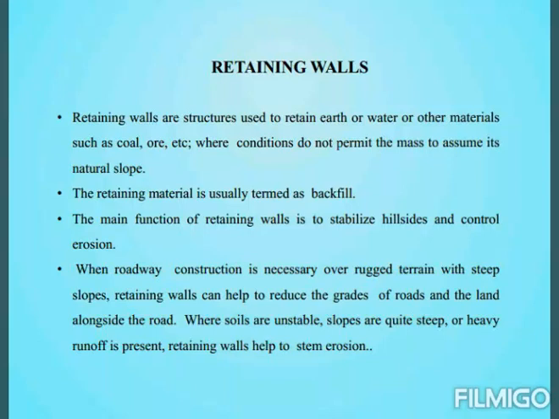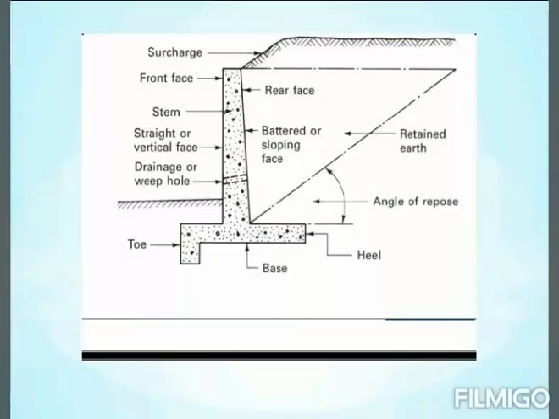The material retained or supported by a retaining wall is called backfill. The backfill may be horizontal or inclined. Retaining walls are provided to stabilize hillsides and control erosion. Retaining walls are constructed in various fields of civil engineering: hydraulics, irrigation structures, tunnels, mining, and traffic engineering.